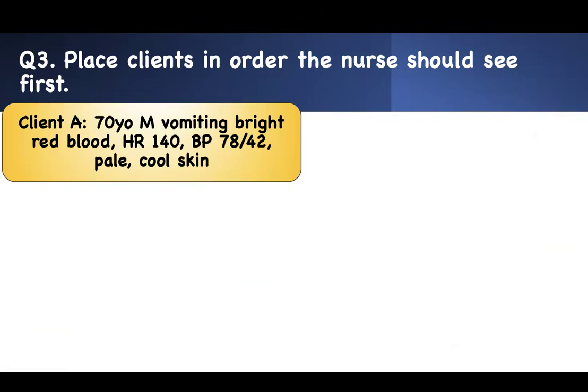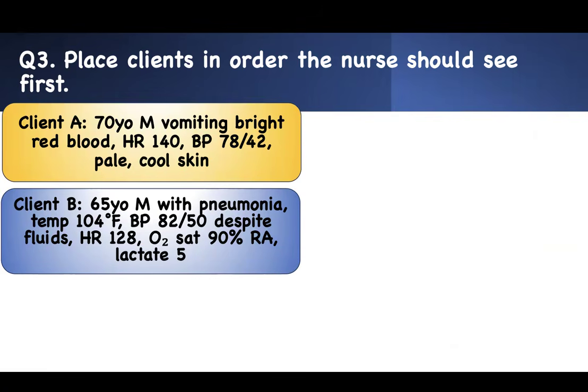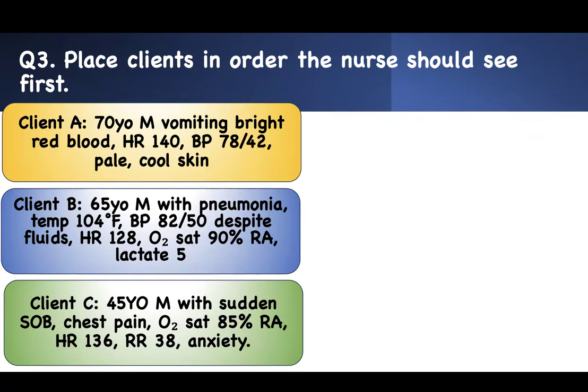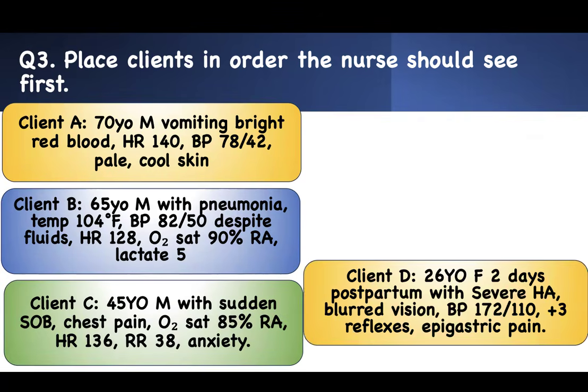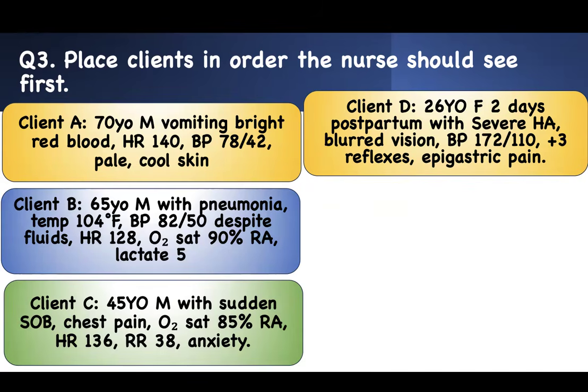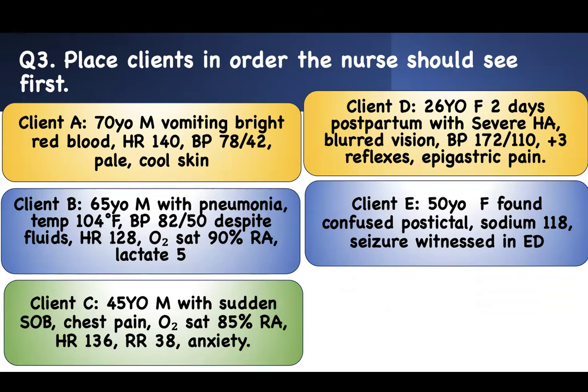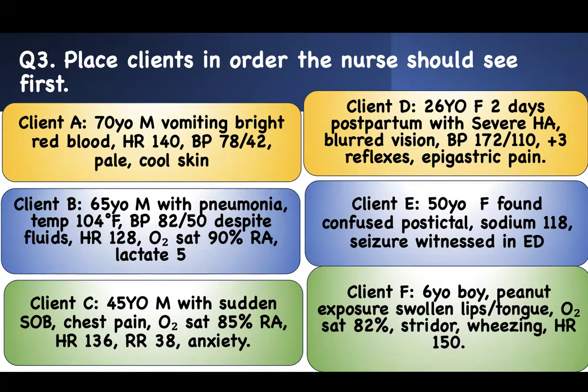We have a patient who is vomiting, in hemorrhagic shock. We have a patient who is in sepsis, right? Septic shock. We have a patient who has pulmonary embolism. We have a patient who has what? Postpartum pre-eclampsia. We have a patient who just had a seizure, right? And his sodium is low. And we have a patient who has anaphylaxis with the lips and tongue all swollen.